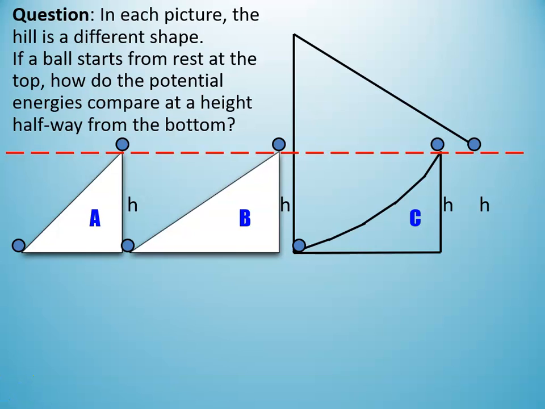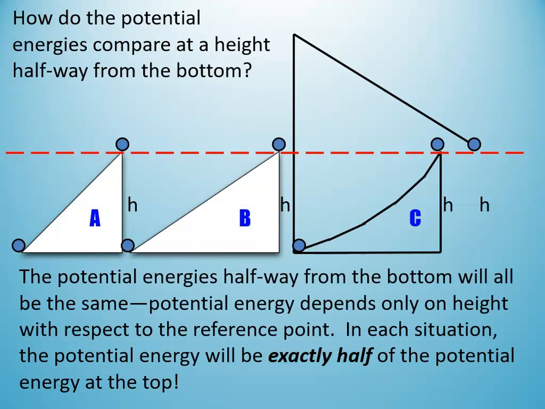In this situation, the question is, if a ball starts from the top of each of these three differently shaped hills, or is simply dropped, how do the potential energies compare at a height halfway from the bottom? Well, the shape of the hill doesn't change anything about the absolute height. It might change how long it takes to get to that height, but it doesn't change the actual height. And all that potential energy cares about is the actual height. So, in other words, we don't really care about the shape of the hill. In each situation, the potential energy will be exactly half of what the potential energy was at the top.